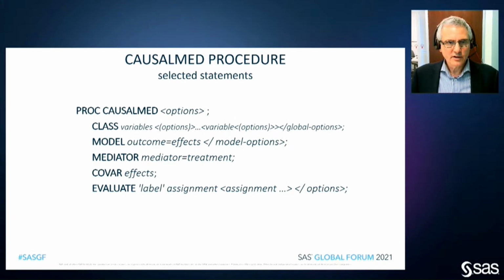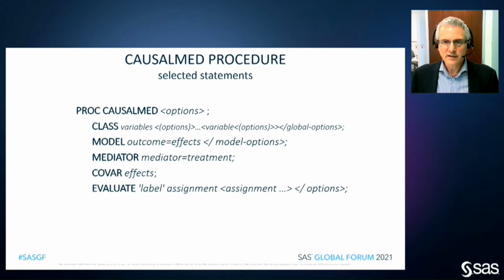Here's the syntax for the CAUSALMED procedure. These are selected statements, not all of them. You must specify one and only one for each of the treatment, mediator, and outcome variables. But you can specify multiple confounders, and you can specify their interactions. You specify categorical variables on the class statement as you do in other SAS stat procedures.